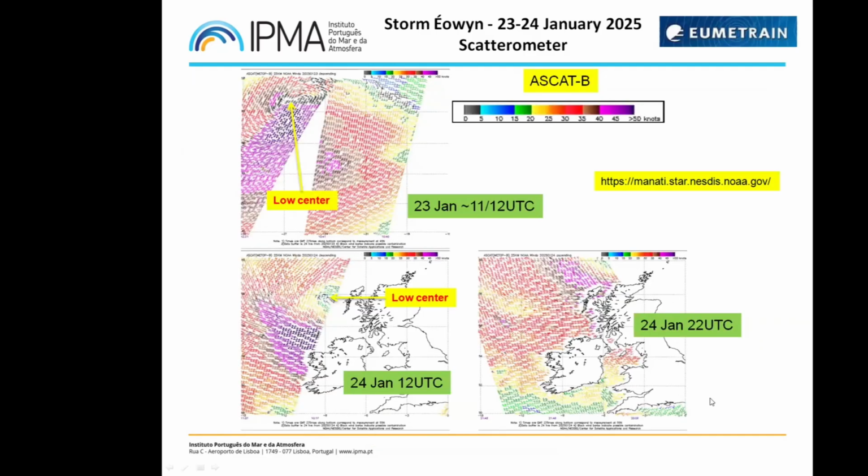Here you can see other data from the ASCAT-B before and after the Mace Head gust, and ASCAT-B had passed over or near the center of the storm, and also with high wind values over water.